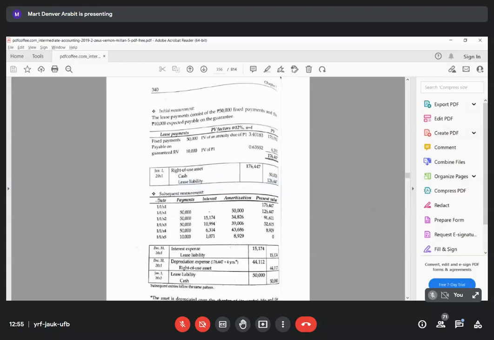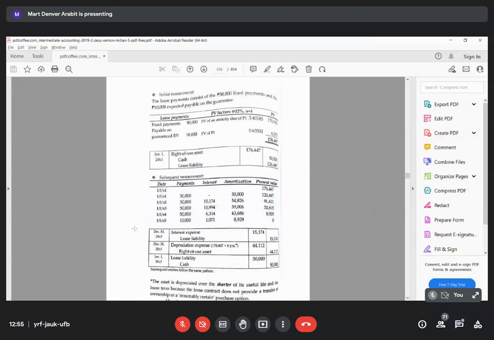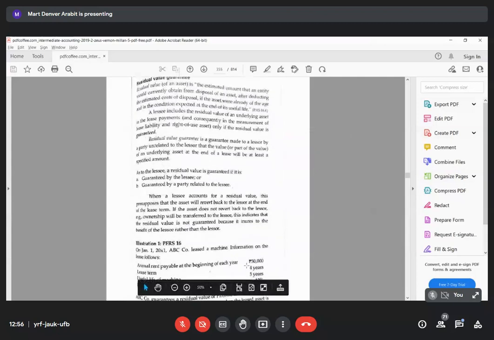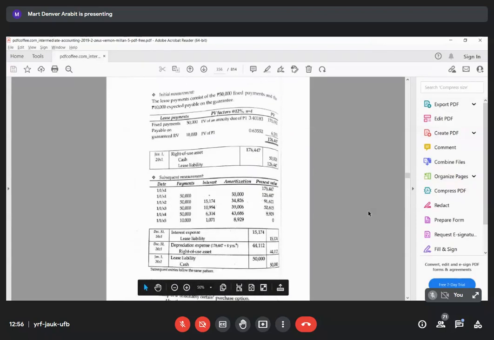Okay, so same effective interest method table, then same computation. Yung depreciation natin is based dun sa pre-computed natin na list na ROU. Okay? So ROU divided by 4 since the ownership will revert back to the lessor. So we will use yung shorter of lease term and useful life. And kung makikita natin, mas maikli yung lease term na 4 years lang. So we will use the lease term of 4 years. Okay?